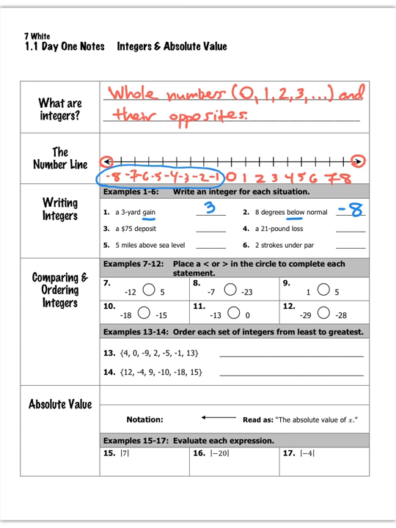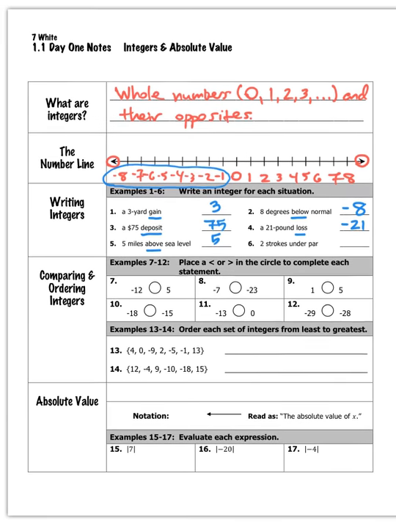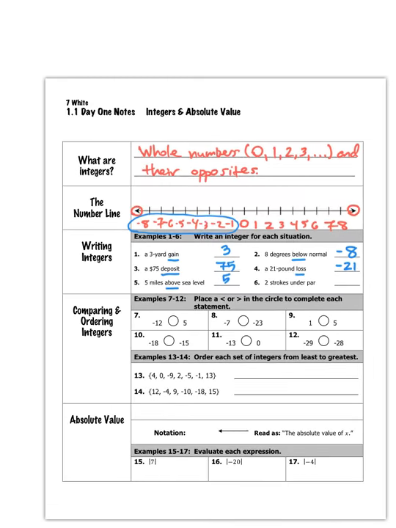Number 3, a $75 deposit. Well, when you deposit money, you gain money, so that's a positive increase. So that's a positive 75. A 21-pound loss, that represents a negative value, so -21 here. 5 miles above sea level, that would be positive, so +5. And then 2 strokes under par. If you play golf, par is a golf term. Under represents a negative direction, so -2 would be the number there.